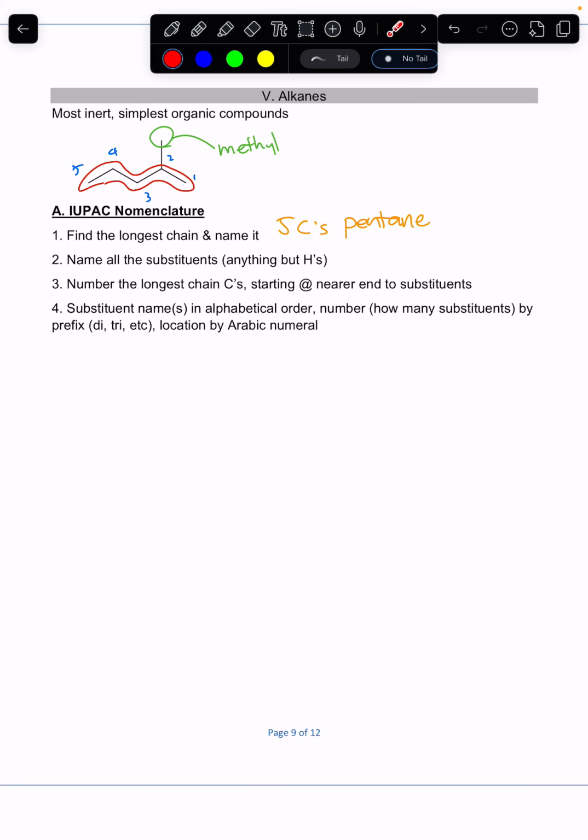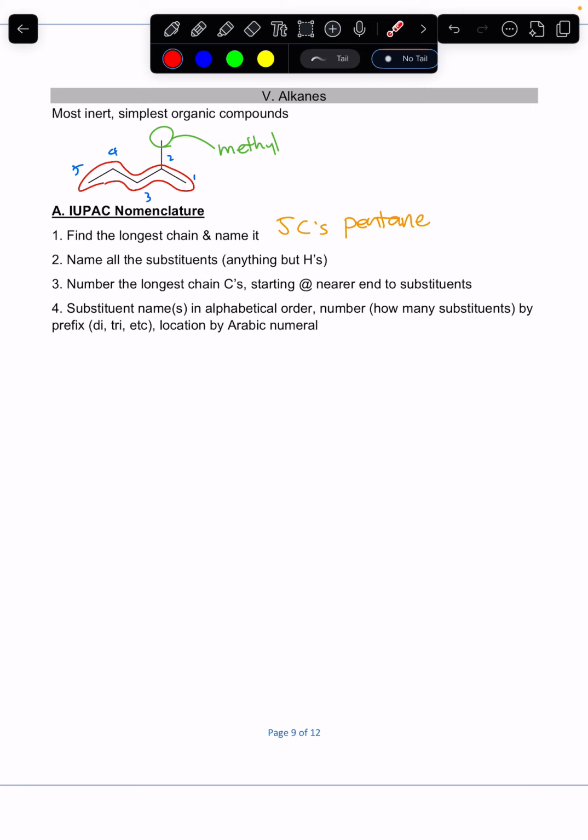So without further ado, what would be the name of this molecule? The core part of the name is going to be pentane, like we already established. The substituent, there's only one of them, that's the methyl group. And it's on the second carbon. There's only one of those, so we don't need to say mono. If there's 2 of them, we have to say dimethyl.